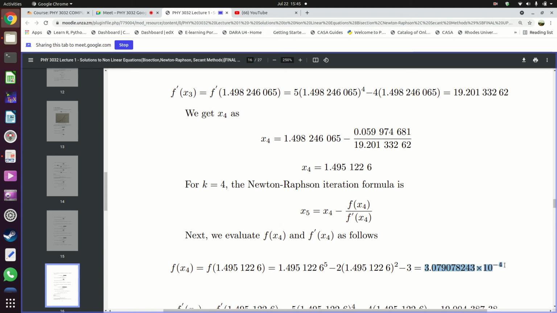Yes, sir. Yeah, x4 is... this x4 which you have here is already a very good solution, because remember, what we are doing with these methods is not that we are trying to find exactly f of x equals 0. What we are trying to find is f of x approximately equals 0.